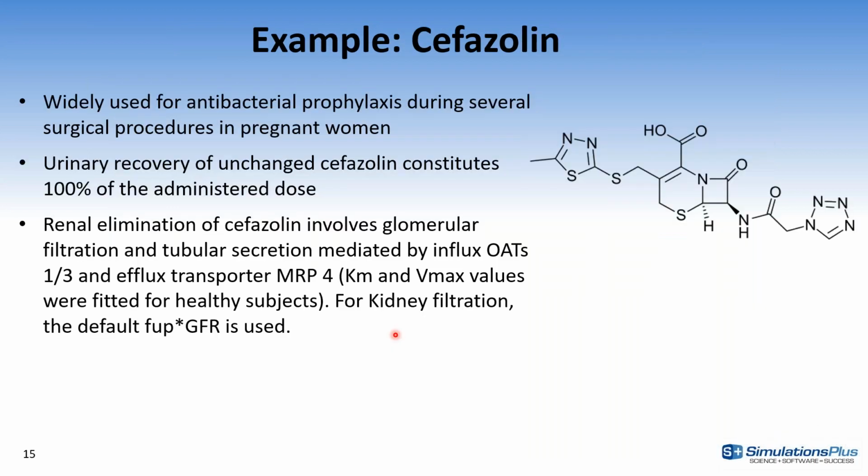This is one of the validation examples. We've gone through several of them, but I'll go through only one in this presentation, for cefazolin, which is used for antibacterial prophylaxis. It is eliminated entirely in urine. For elimination, it is a combination of simple glomerular filtration, where we would use FUP times GFR, but there is also a contribution of the transporters for active secretion of this compound.